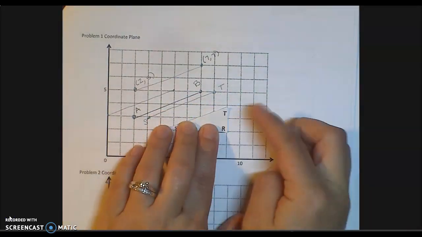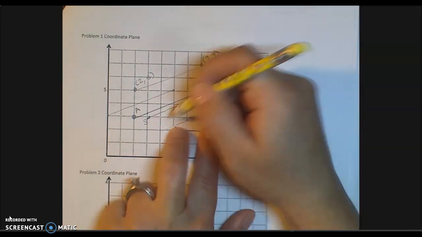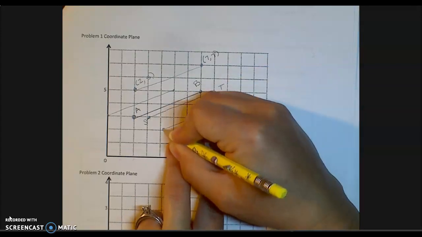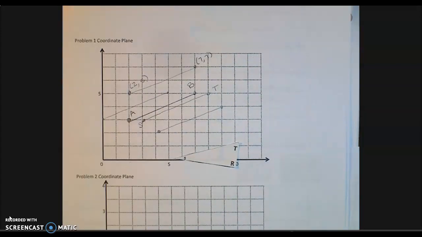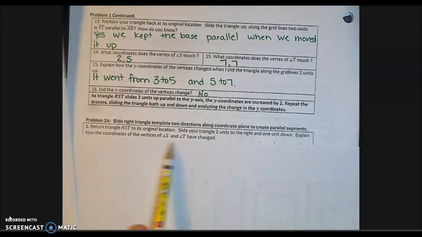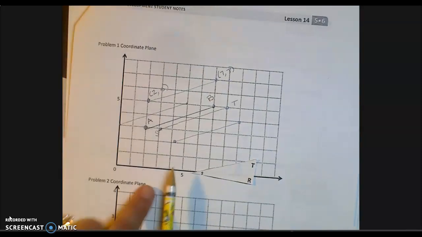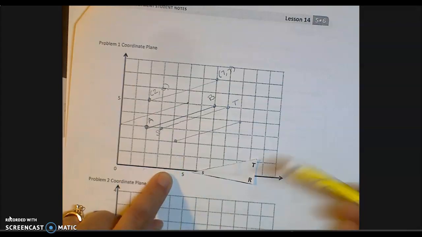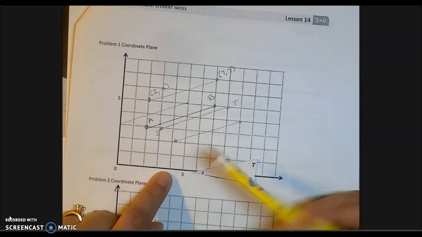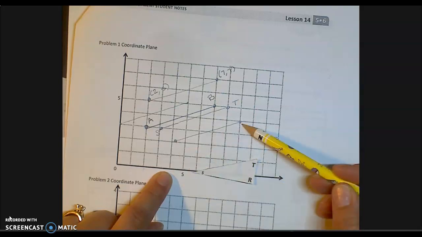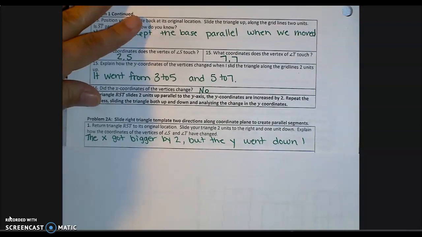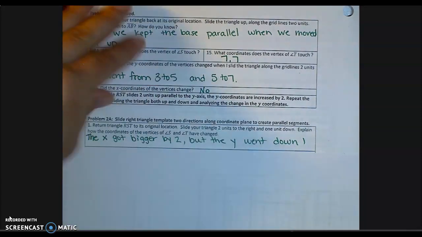So this is my new line segment. I'm going to trace it so we can see it. Now we've got a whole bunch going on. But the question is, how have they changed? Well, what happened to our x-coordinate, Miss Purdy? Our x-coordinates both got 2 units bigger. And what happened to our y? Our y-coordinates both got 1 smaller. Very good. Okay, so that's what we have written here. The x got bigger by 2, but the y went down 1.